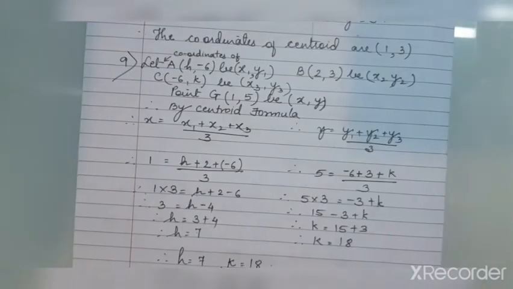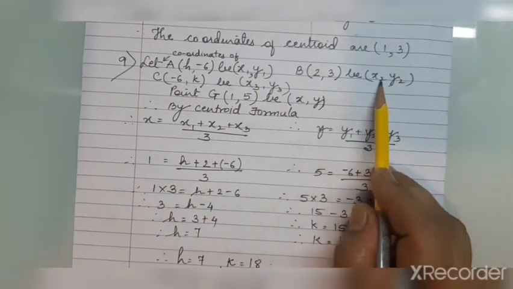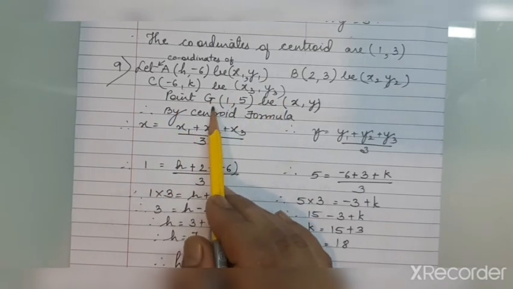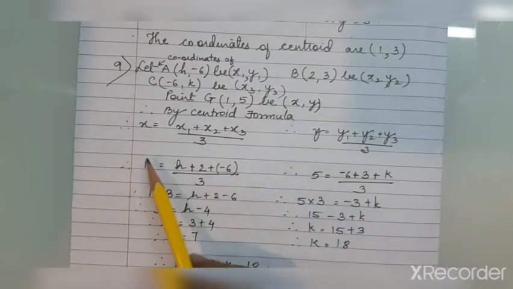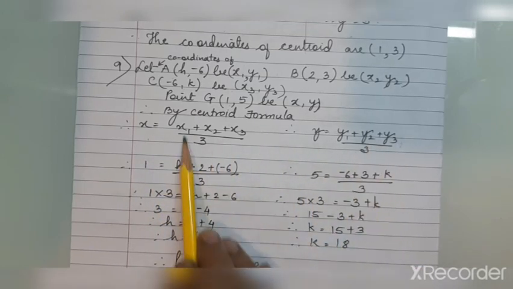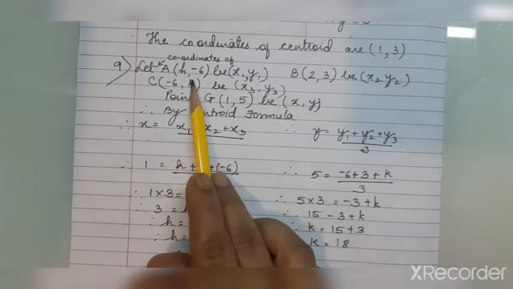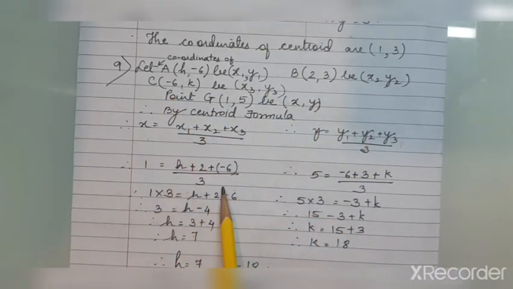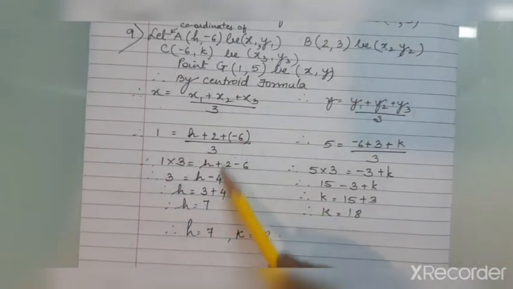Okay. So now in this case we will consider the coordinates of A as x1, y1, coordinates of B as x2, y2 and coordinates of C as x3, y3. And G is the centroid, which is x and y in the formula. So according to the centroid formula, we take the formula for x, we take the formula for y. This is just the formula, and we just substitute the values. X is 1. So 1 equals (h plus 2 plus minus 6) upon 3. And we go on solving, we will get the value of h. This is just a simple equation which we have solved.